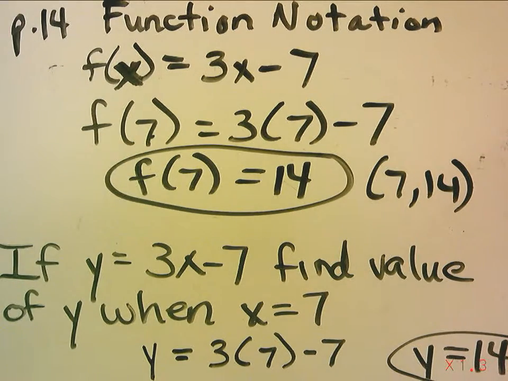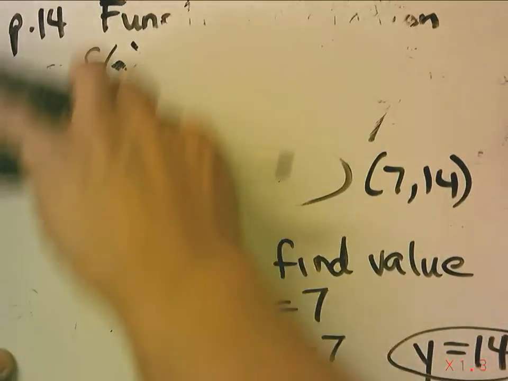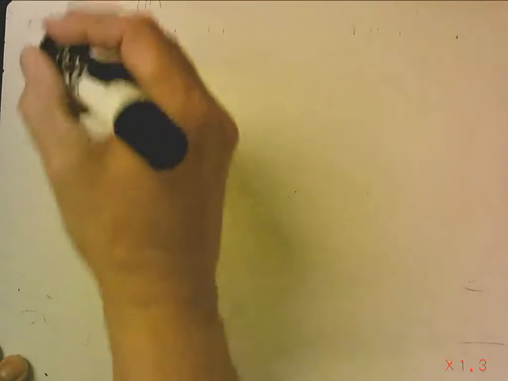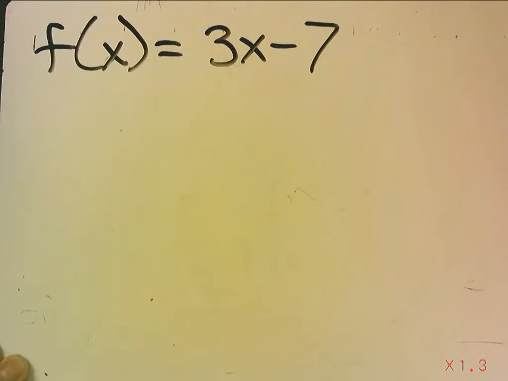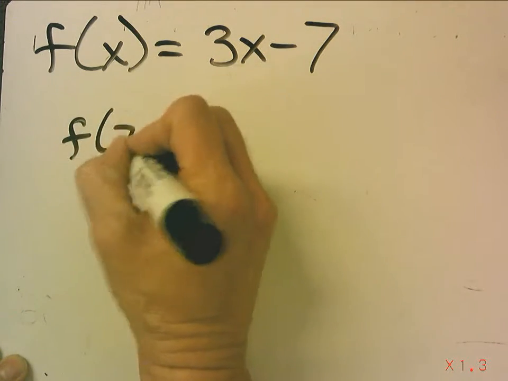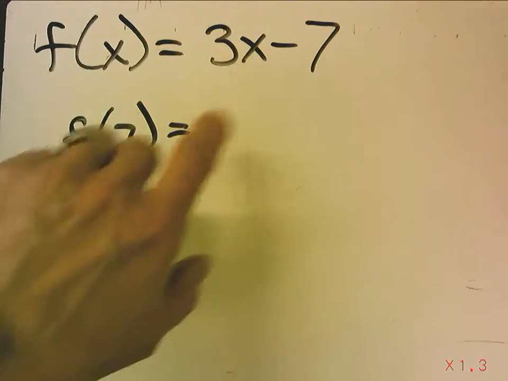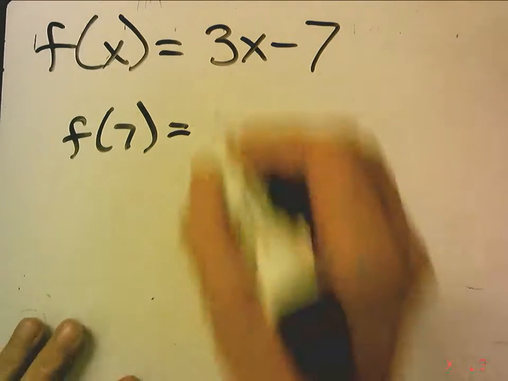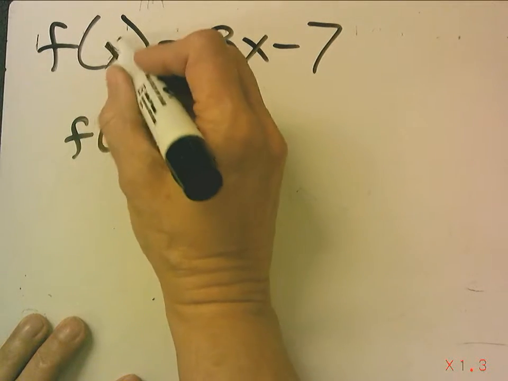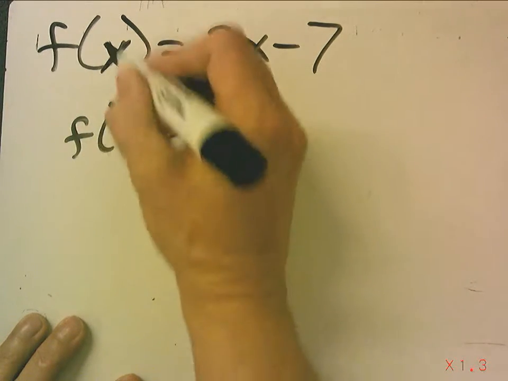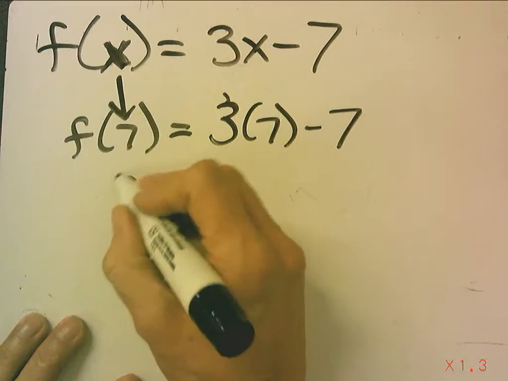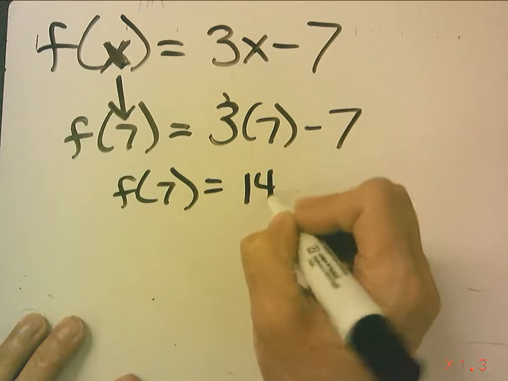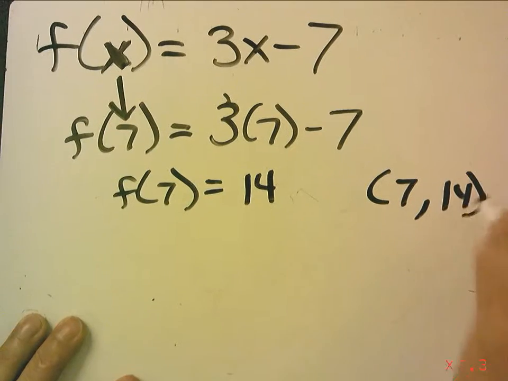Now let's go over some examples. Again, on page 14, we see f of x equals 3x minus 7. And then it says f of 7. Again, that means what is the value of this function when x equals 7? Now I plug in 7 for x. So 3 times 7 minus 7, so f of 7 equals 14. And that ordered pair would be 7, 14.